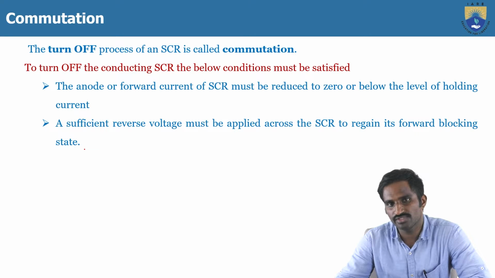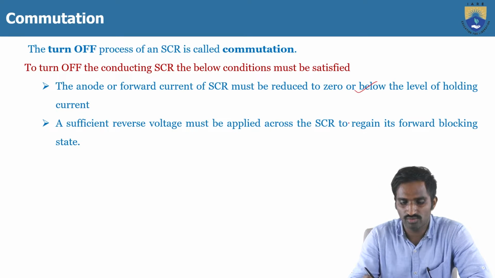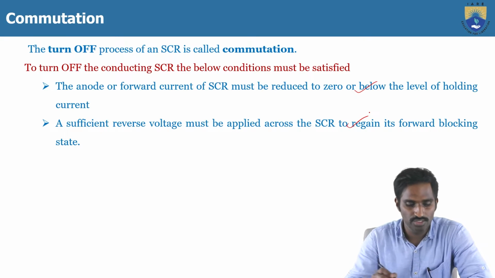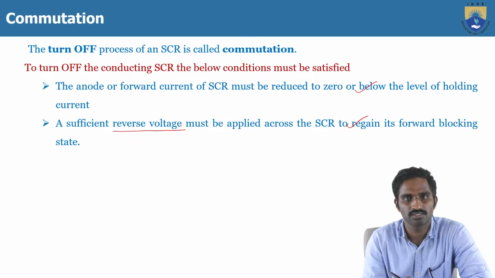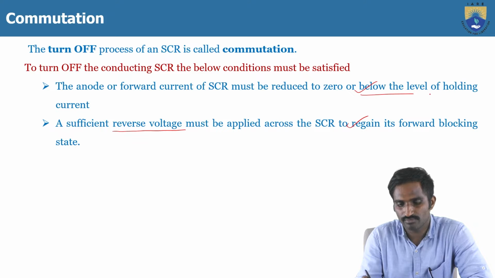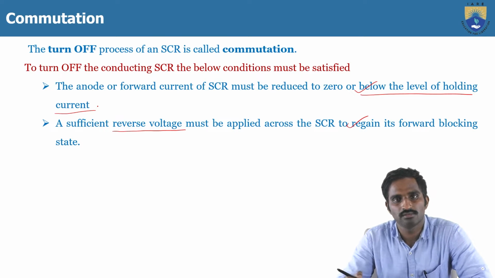So you must apply a reverse biased voltage across the anode and cathode. And then you must reduce the anode current below the holding current. Then only the thyristor will get into the turn off. So the thyristor must satisfy these two conditions: one is you must apply the reverse biased voltage, and another one is you must reduce the anode current to below the holding current. Then only the thyristor will turn off.